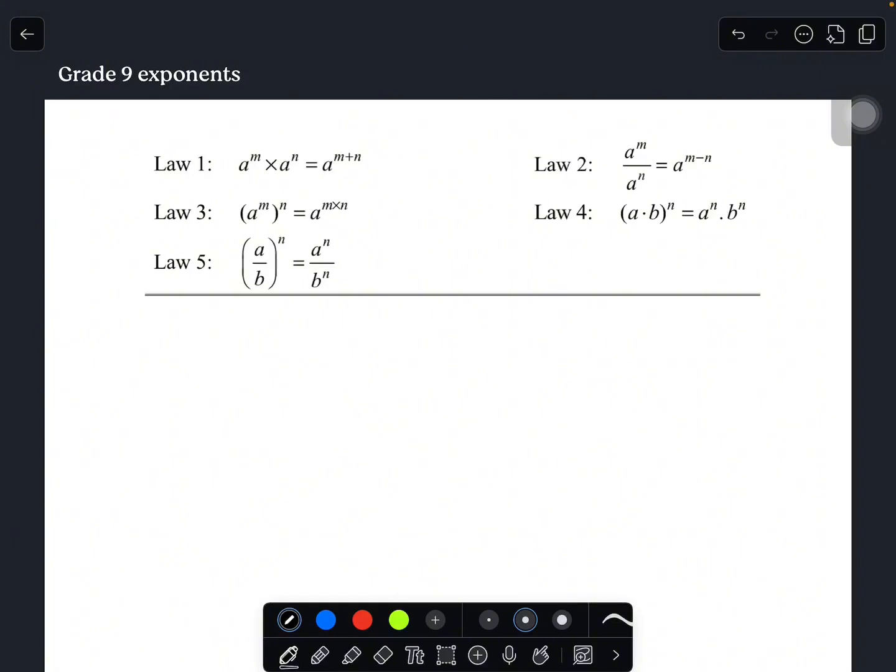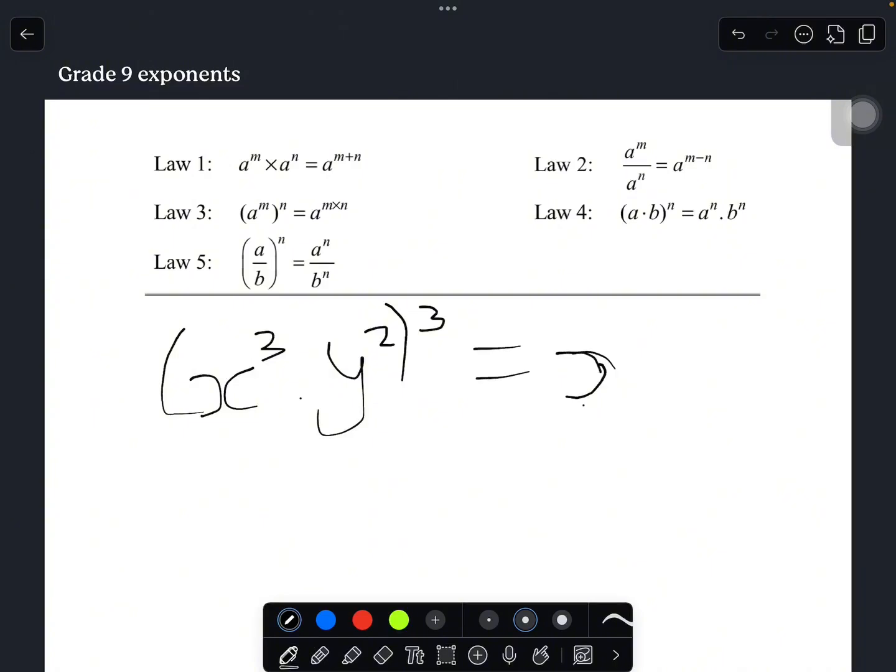On to law 4, this is a bit of a distributive. So if I have x to the power 3 in brackets times y to the power 2, and that's all to the power 3, that will then give me x to the power 9 times y to the power 6.